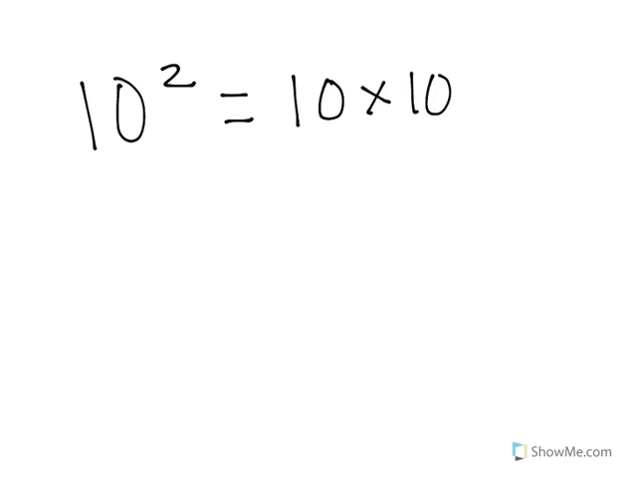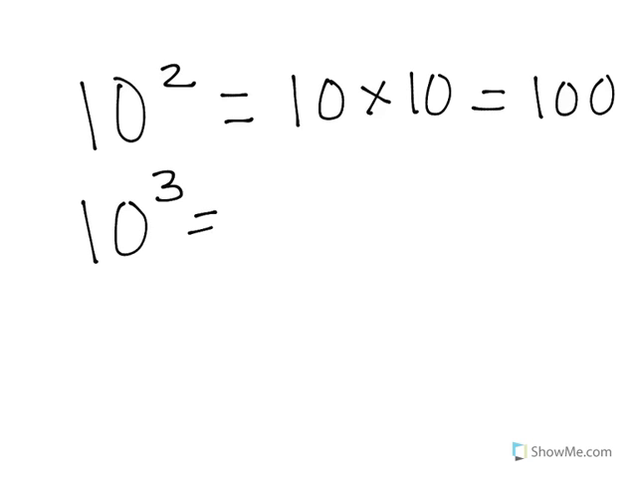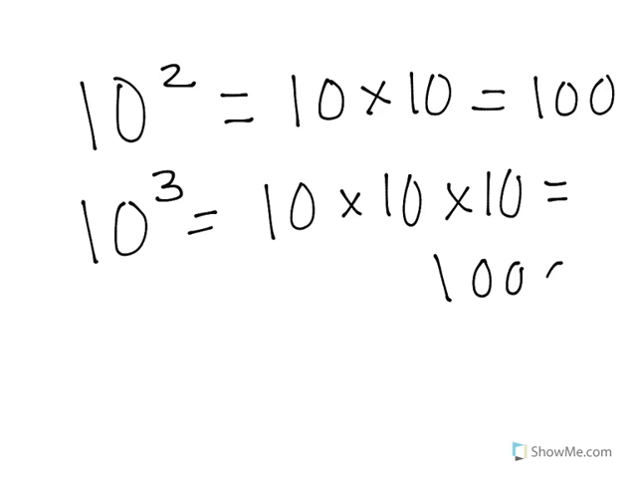So let's do a basic review of exponents. Let's say we have 10 to the 2nd power. Well, what does that mean? 2 is the exponent and 10 is the base. That means 10 times 10, which is 100. 10 multiplied by itself 2 times. 10 to the 3rd power would be 10 times 10 times 10, which would be 1,000.